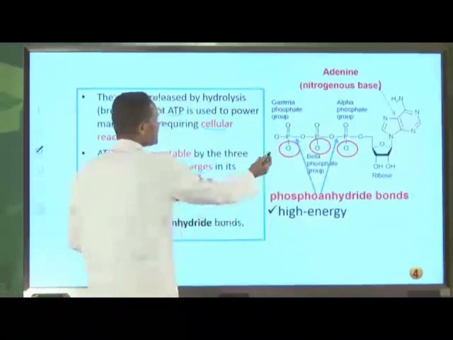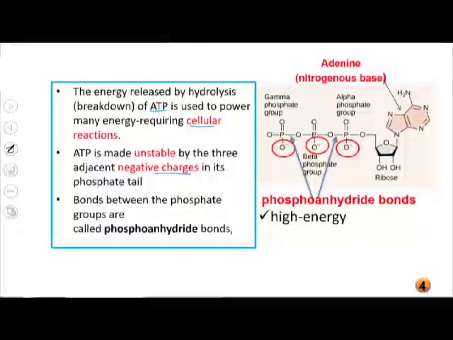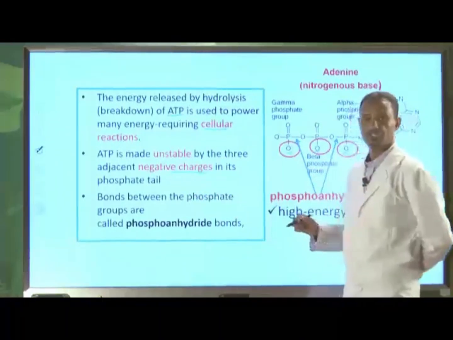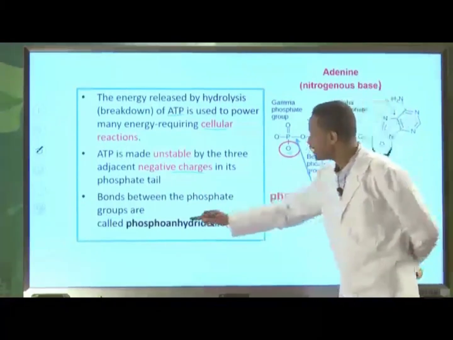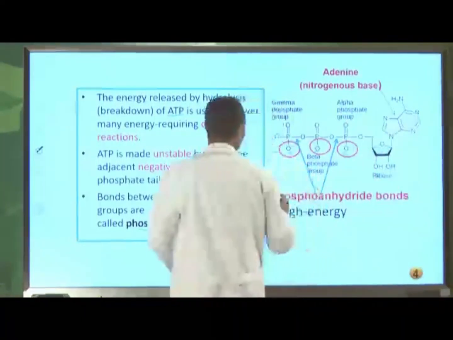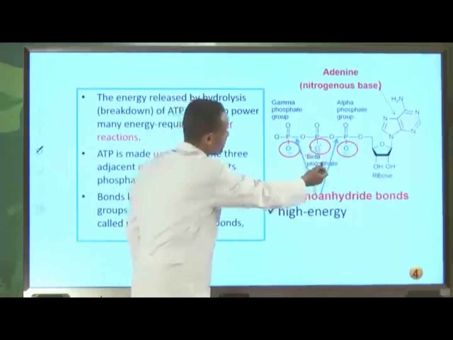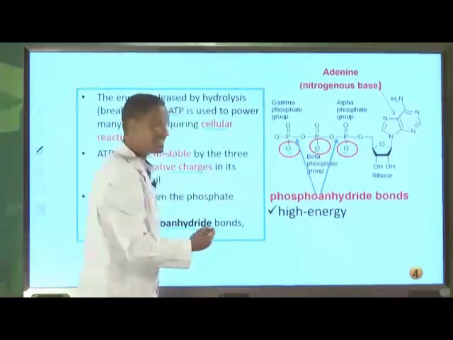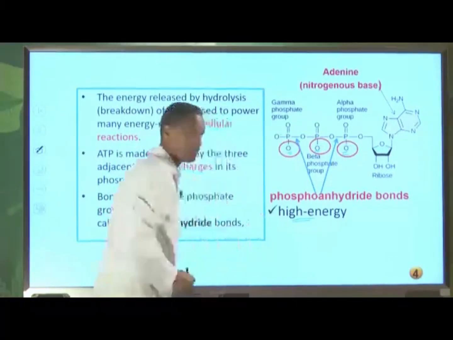Look, this is the structure of ATP. Here, the phosphate groups of ATP have negatively charged oxygens. These 3 negatively charged oxygens make ATP unstable. Therefore, the bonds between the phosphate groups, which attach these phosphates, are called phosphoanhydride bonds. This phosphoanhydride bond attaches the phosphate groups that make up the adenosine triphosphate. Therefore, the phosphoanhydride bond is a high energy bond.